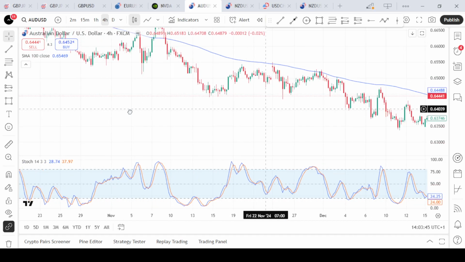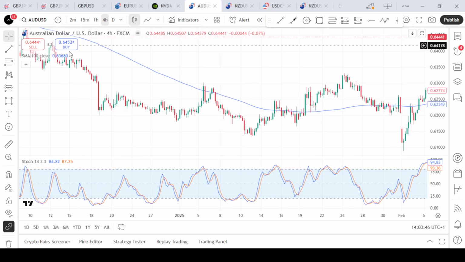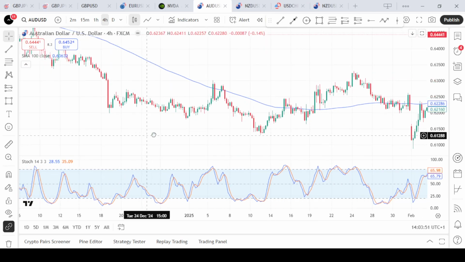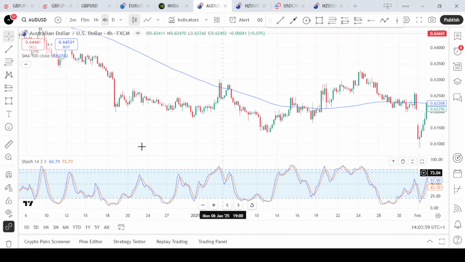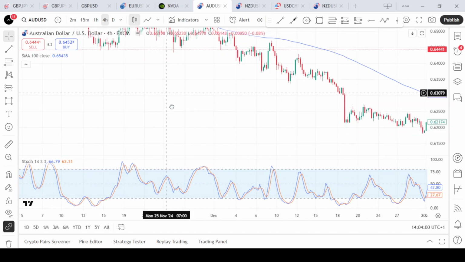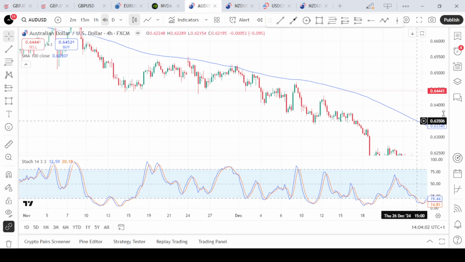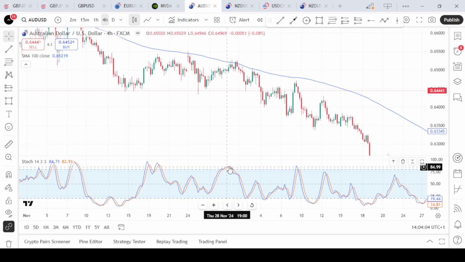Now for a buy trade, you would want to take a buy trade when you notice the oscillator is below 20. Then in terms of a selling trade, you would want to look for a selling trade when the oscillator is trading above 70 or 80. Above 80 is a very strong signal for a selling opportunity in the overbought region.